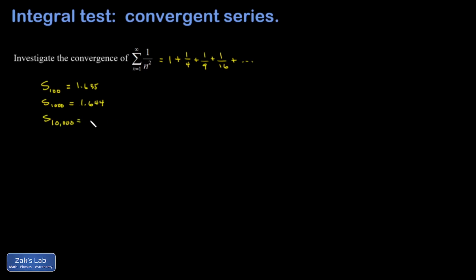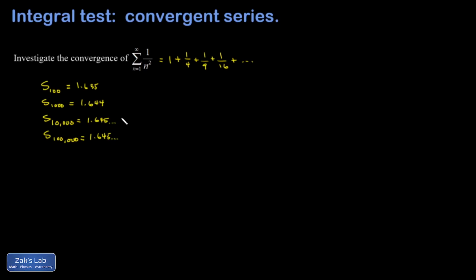Take 10,000 terms, 1.645. Take 100,000 terms. That took the computer a few seconds to do. And 1.645 again. Of course, there are more decimal places here that are changing. So this is very encouraging. It looks like this thing converges.